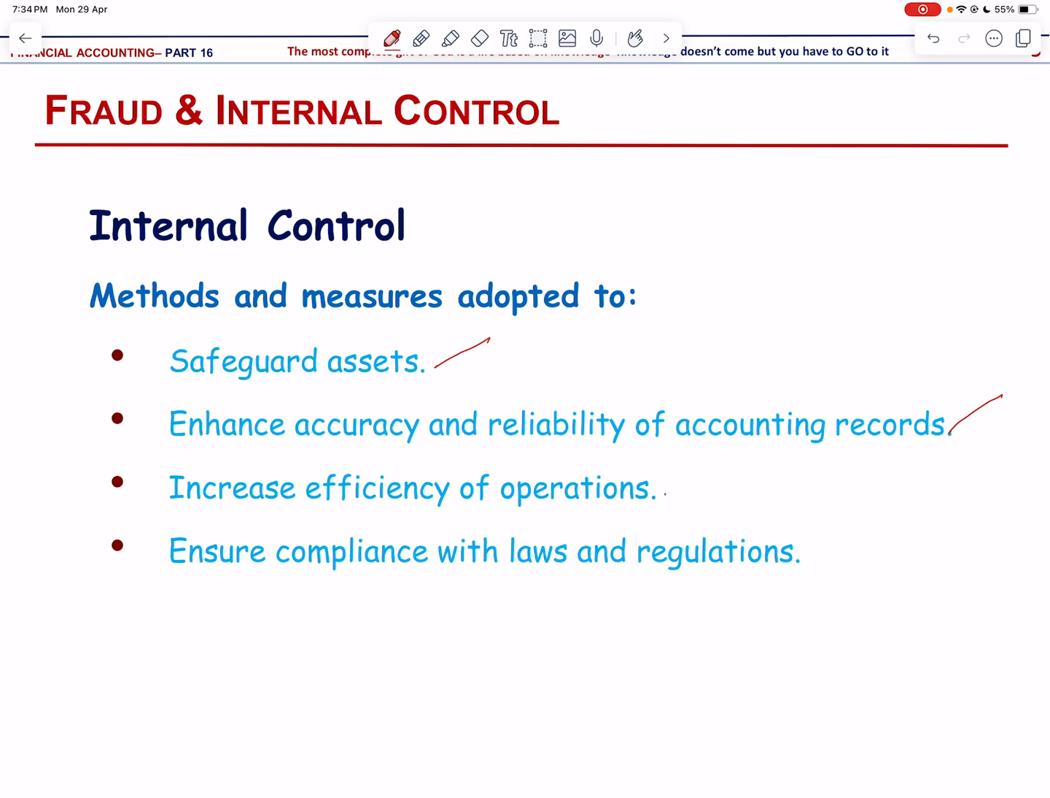Then boosting operational efficiency, that is, simplified workflows remove unnecessary steps. Metrics track performance and highlight areas for improvement. Training equips employees with necessary skills. And then finally, ensuring legal compliance, that is, policies and procedures ensure adherence. Audits verify compliance regularly. Training ensures staff understand legal obligations. So these methods support asset protection, accurate record keeping, efficient operations, and legal compliance.